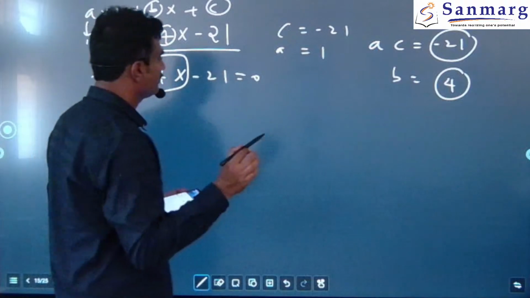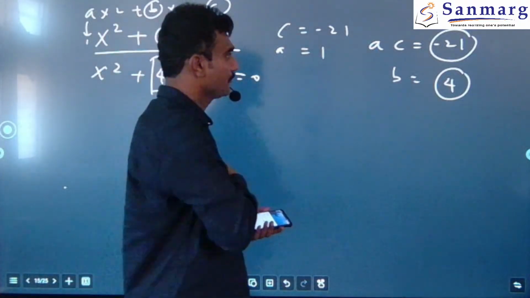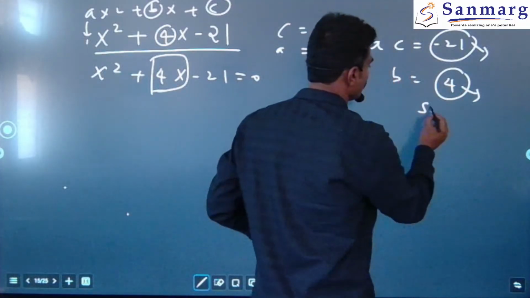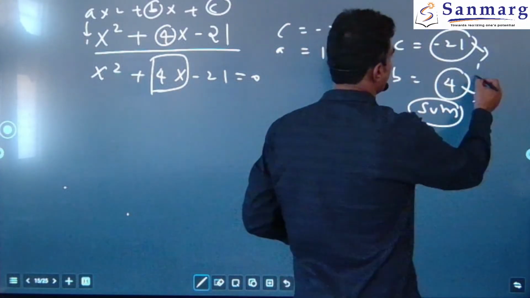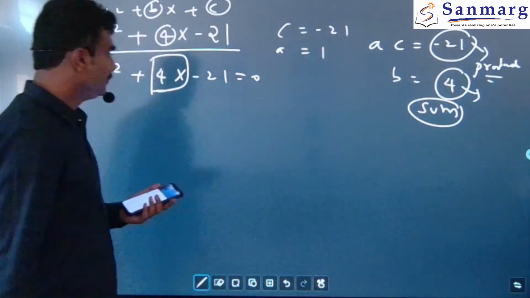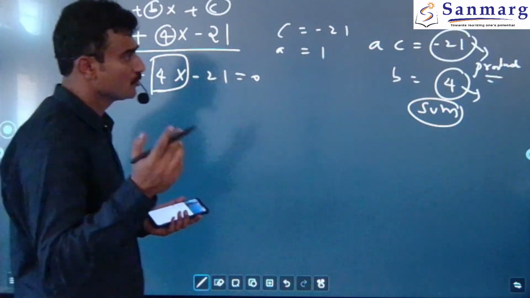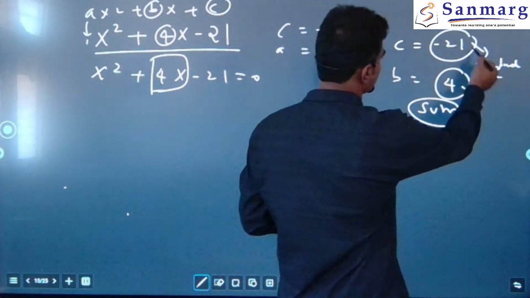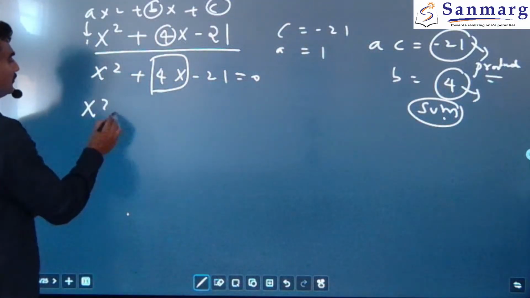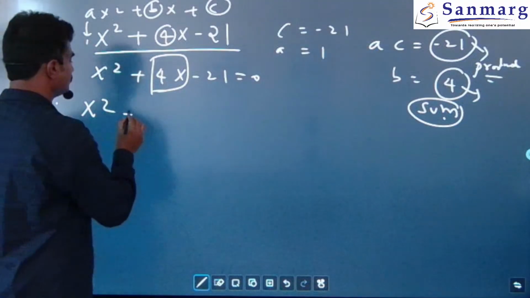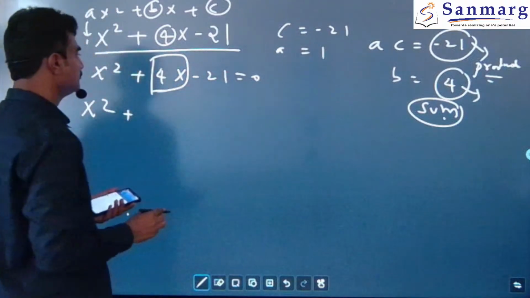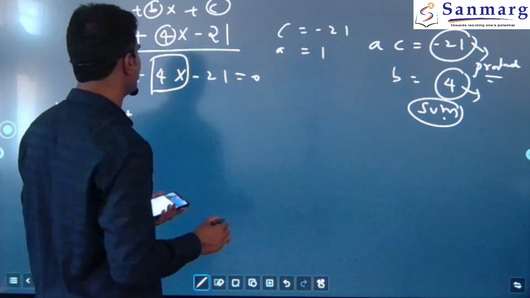But the condition is we have to split the middle term such that the product of the numbers should be 21 and the sum should be 4. So choose two numbers such that the product of the numbers is minus 21 and the sum is 4. So therefore, x square plus 4x minus 21 equal to 0.